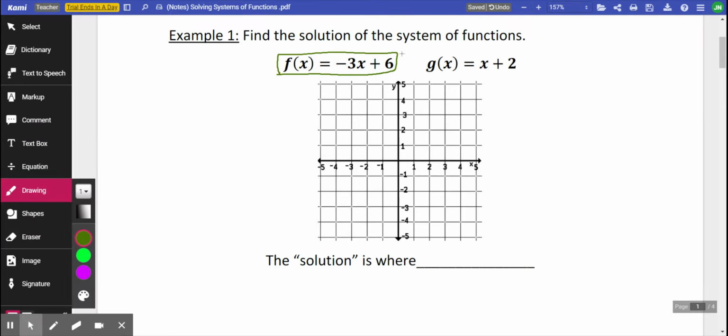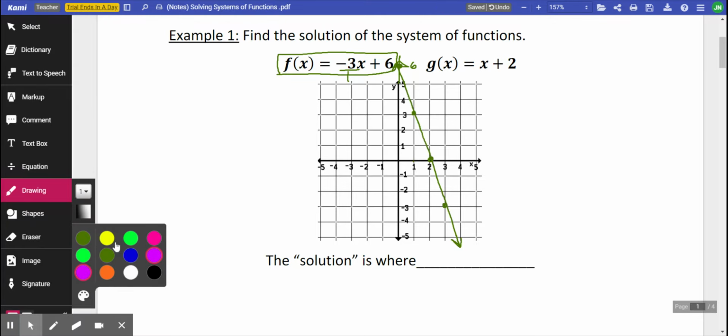If I want to graph this, my y-intercept starts at positive 6, which is going to be up here somewhere, a little above the 5, so I'm going to just call that 6. Then my slope is negative 3 over 1, so I'm going to go down 3 spaces and to the right 1. I'm going to keep following this pattern, down 3 to the right 1, over and over again so I can get a straight line. Once I have all of my points connected, this is my linear graph for the first function, f of x is equal to negative 3x plus 6.